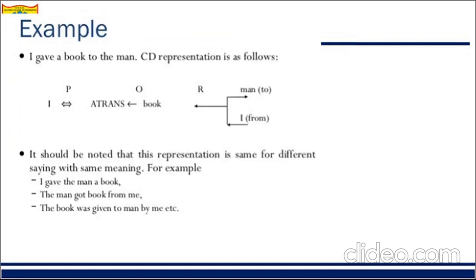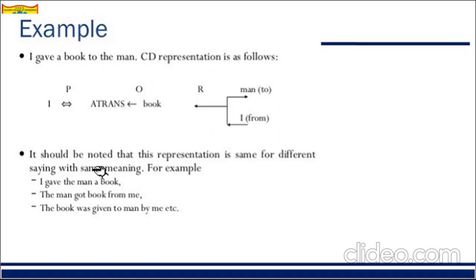So let us see an example of how to use all this. I'm not explaining it right now; I'll explain it in further slides. I just want to tell you that this is how you have to represent conceptual dependency, in a pictorial format. I gave a book to the man. In order to represent this sentence, this picture is used.